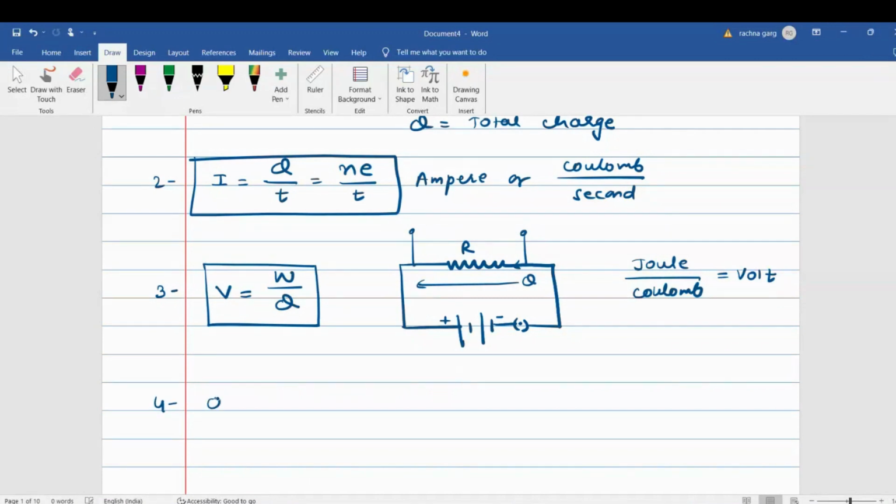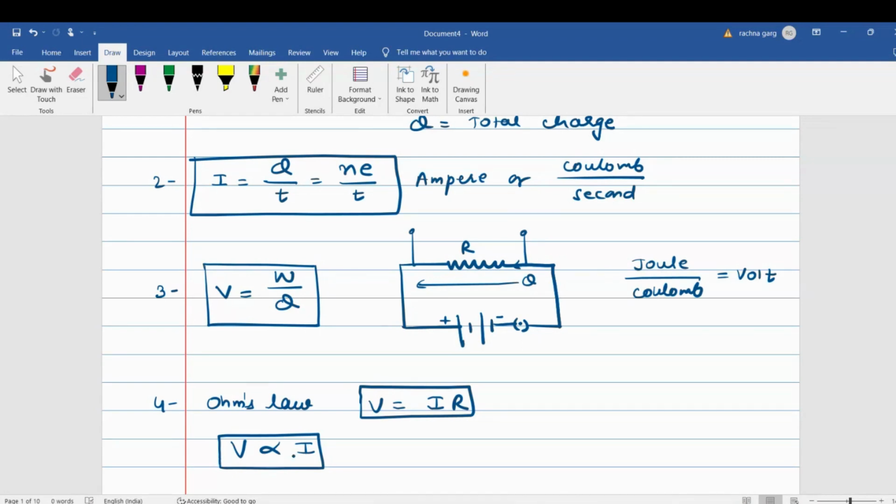Fourth formula, Ohm's law. V is equal to IR. I here is the current flowing in the circuit. R is the resistance of the circuit. So actually, it is V directly proportional to I. More the potential of the battery connected in the circuit, more current will flow for a given circuit. Okay. Any other parameter is not changed.